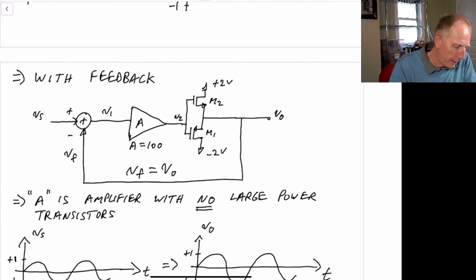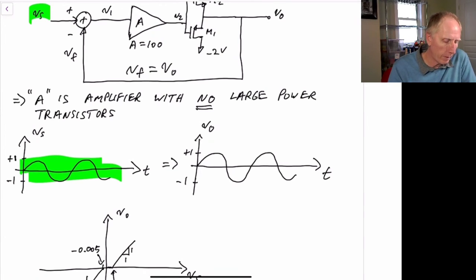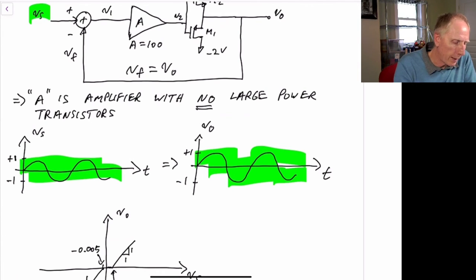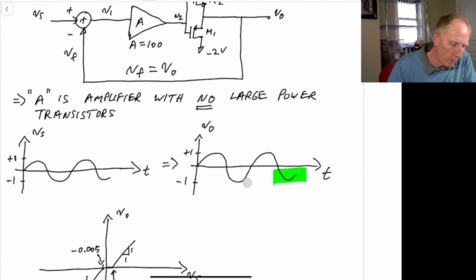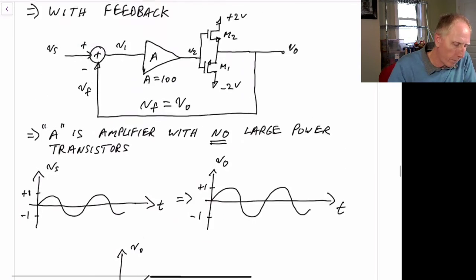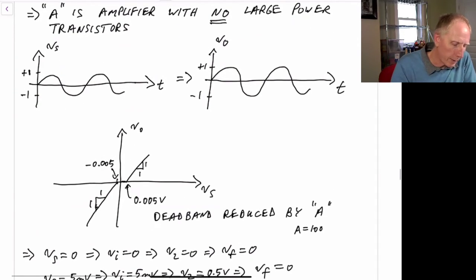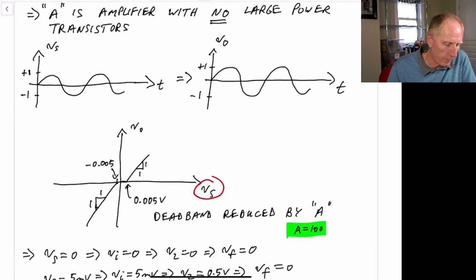So as I mentioned, A is our amplifier, but does not require any large power transistors. Now, again, our input is the same as it was before in this case. So this is our input V sub S over here. And our output, we'll see, is actually almost identical to the input. And why is that? That's because if we look at the transfer curve from Vs to Vout, what we'll see is that our deadband gets reduced by a factor of 100 by A.